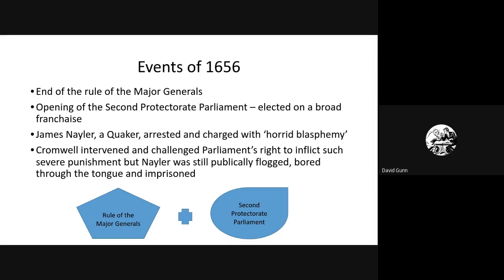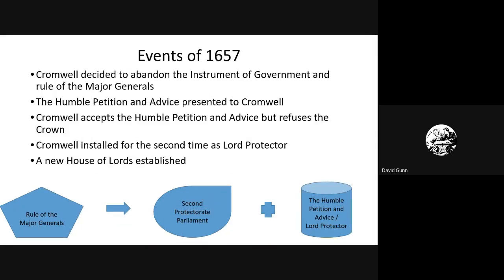Parliament want him to be executed, and Cromwell actually sticks up for him under his support for religious toleration, and he ends up being flogged and bored through the tongue in prison, but he isn't killed. So that shows that Cromwell is, to some extent, tolerant of different religious beliefs.